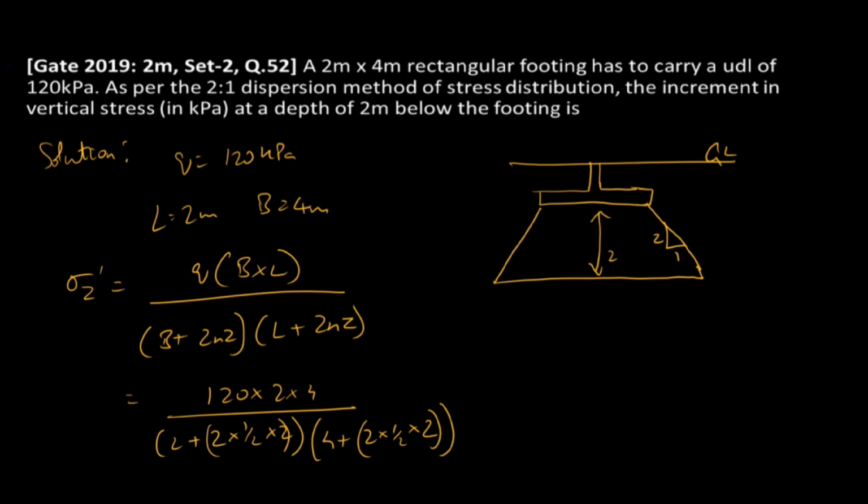So the value of n equal to 1 by 2 can be taken from this slope. So n will be equal to the slope of this line, that is horizontal with respect to vertical, so 1 by 2. Which gives 120 into 2 into 4. So if we solve this equation, we'll be getting sigma z dash equal to 40 kilopascal.